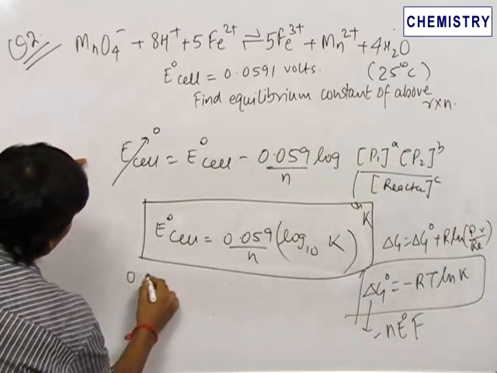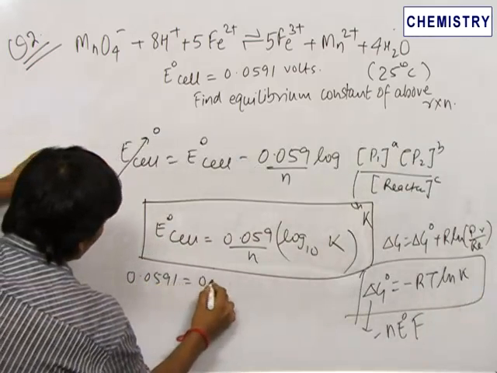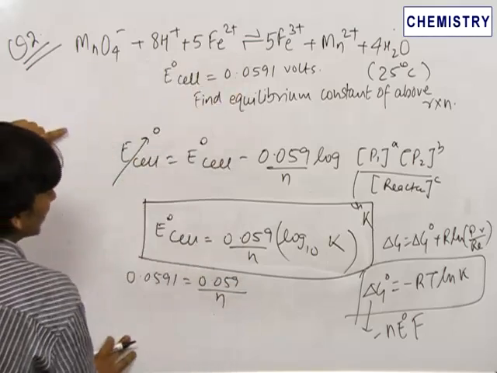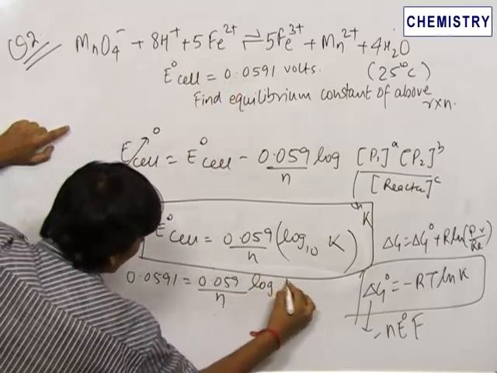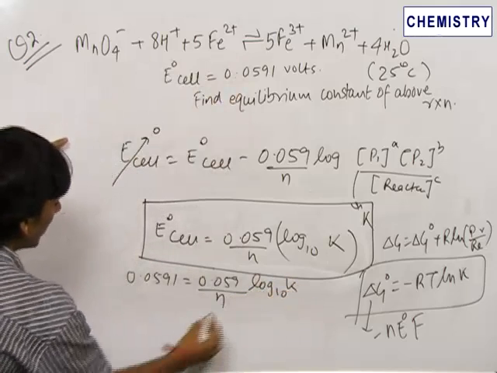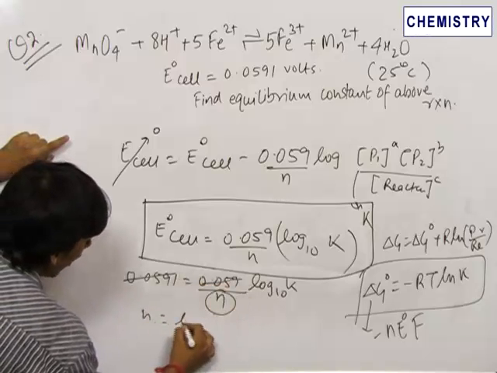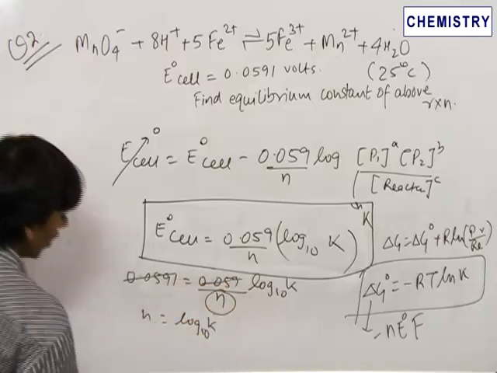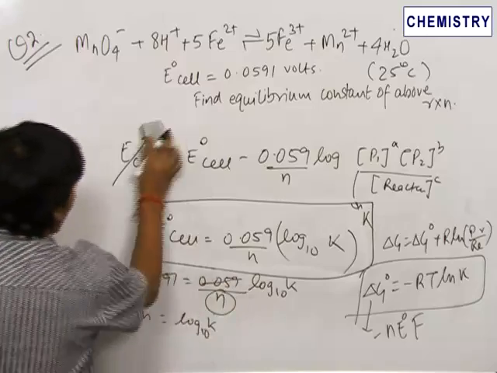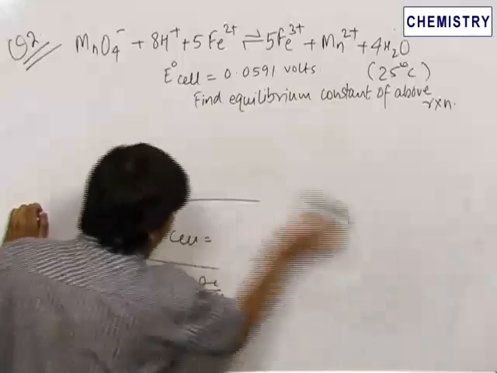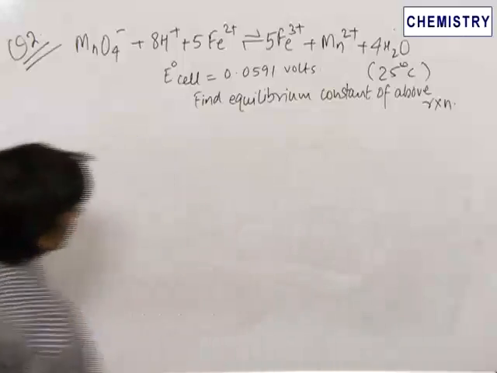E naught cell is given to be 0.0591, which is equal to 0.059 upon n, that is the number of electrons cancelled while forming this cell equation, into log of k base 10. So the only thing we now need to solve this question is n. Therefore n is equal to log of k base 10. So let us solve for n now. First, to solve for n we have to write the cell equation and the two reactions of oxidation and reduction which form that cell equation.